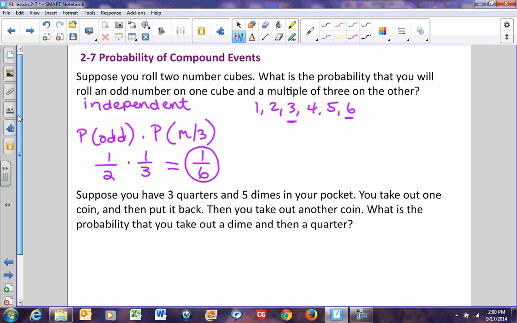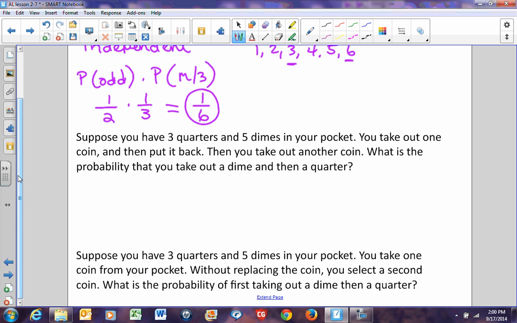Let's say we have coins in our pocket. Suppose you have 3 quarters and 5 dimes in your pocket. You take out 1 coin and then put it back. Then you take out a second coin. Obviously, we're not looking. What is the probability that you take out a dime and then a quarter? Since we will put it back, right here, this phrase, put it back, these are independent events because no matter what I pull out the second time, it doesn't matter because I put it back in my pocket and I can pull it out again the second time. So whatever I pulled out the first time does not influence the second pull. So these are independent events again.